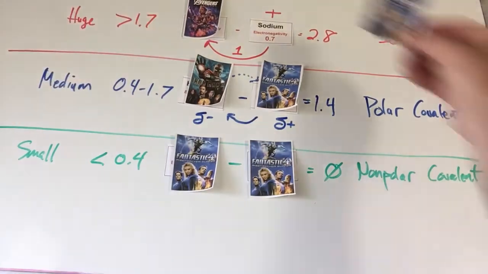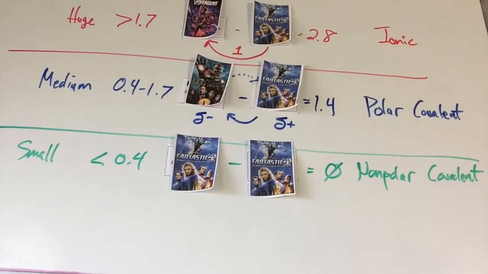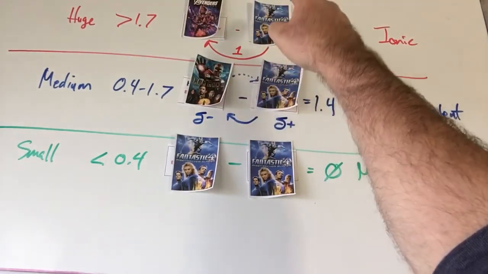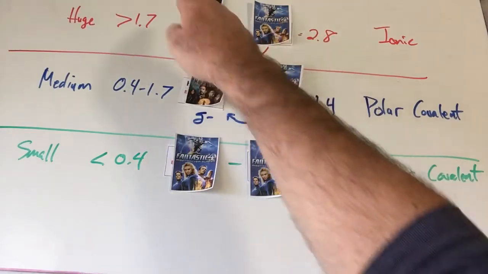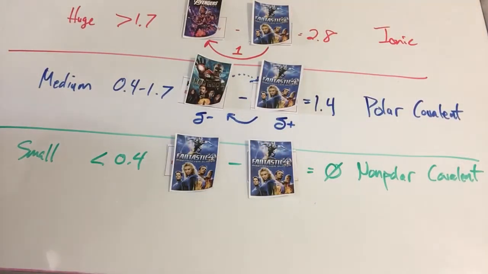And oxygen and Fantastic Four, there's a huge difference in the likability of those movies. So you're definitely going to have ionic. There's going to be stealing. There are electrons that are going to leave Fantastic Four, go to Avengers, and never come back. So that is electronegativity.